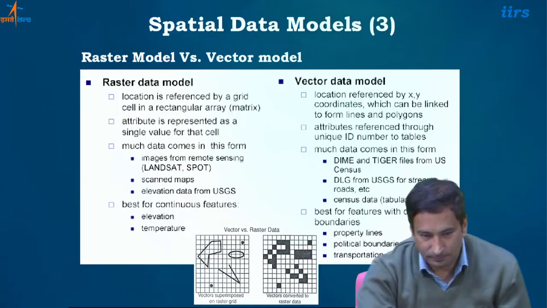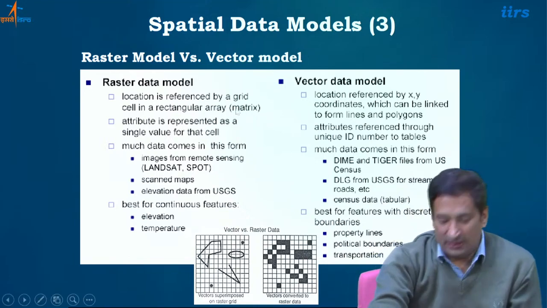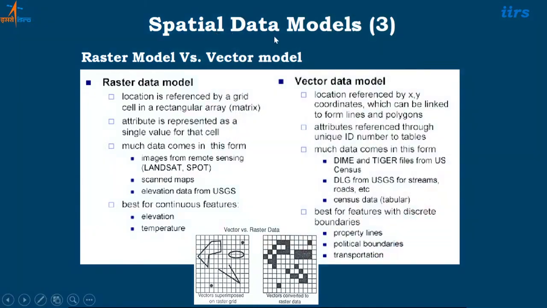Now this is again about the spatial data models. Some differences we should know. What is the difference between raster and vector? The raster data model is referenced by a grid. The vector data model is referenced by coordinates x and y. In raster, the attribute is represented as a single value for that cell, whereas in vector the attribute refers by a unique ID number to a table. There is one big table for it which can contain multiple attributes.